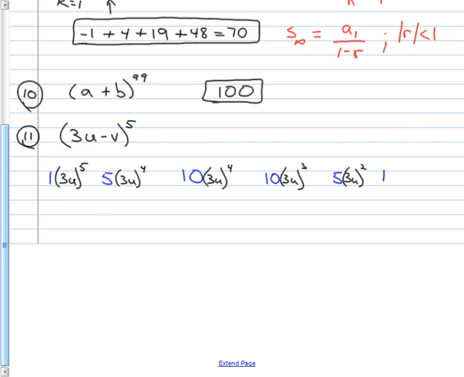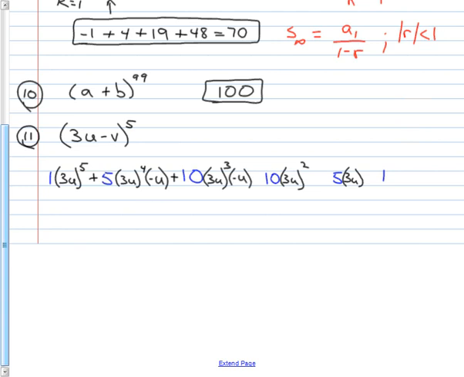Oh, I messed up somewhere. 5, 4, 3, 2, 1, 0. Negative U. How about in the first term? Do I have a negative U? No. It's raised to the 0 power, which equals 1. I don't have to write it. But then in the next one, that negative U is to the first.